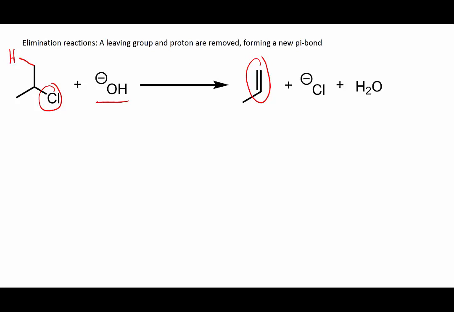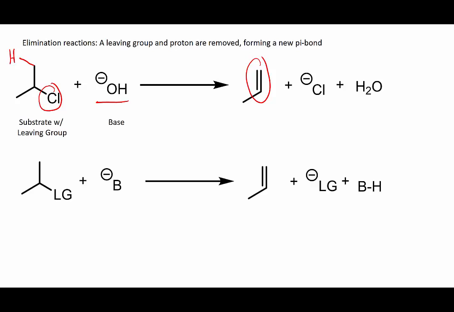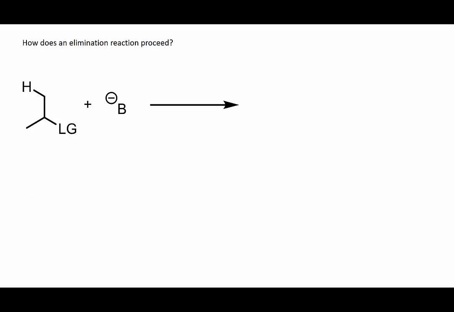This is very similar to a nucleophilic substitution reaction. The only difference is we're using a strong base instead of a nucleophile. So in this case, again, we have a substrate with a leaving group. In place of a nucleophile, we have a base. We can simplify this, writing Lg for our leaving group, B- for our strong base, and the difference is we will have a different product than a substitution reaction. In this case, we have an alkene.